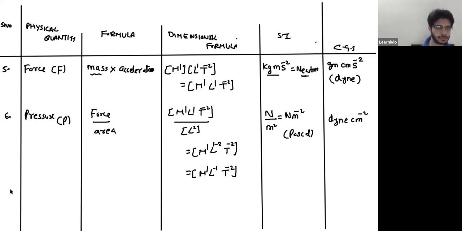After pressure, the next is... So please repeat it. Okay. Pressure is the ratio of force and area. Force is M1 L1 T minus 2, the same dimension as before, divided by area, which is L square. So when you divide force by area, this is M1, and for L, just subtract 1 and 2, so it's 1 minus 2. Then this is T to the power minus 2. So this is simply M1 L minus 1 T to the power minus 2. So that's pressure.